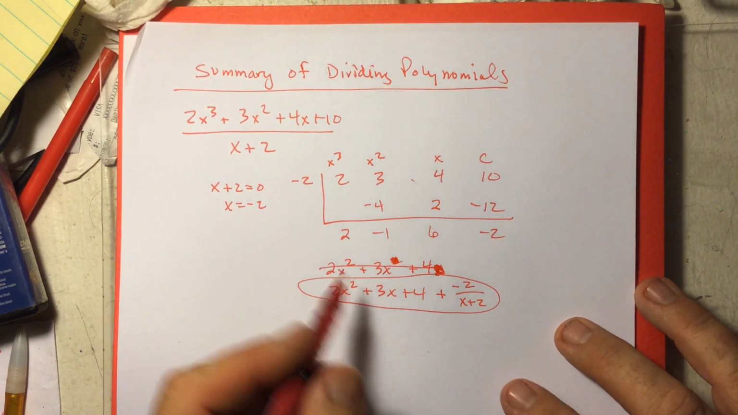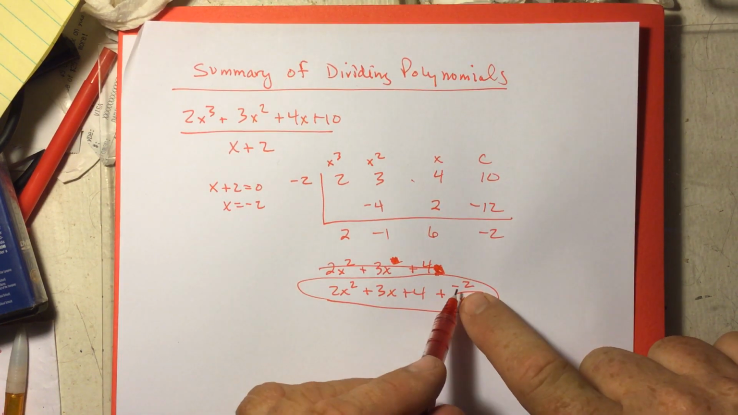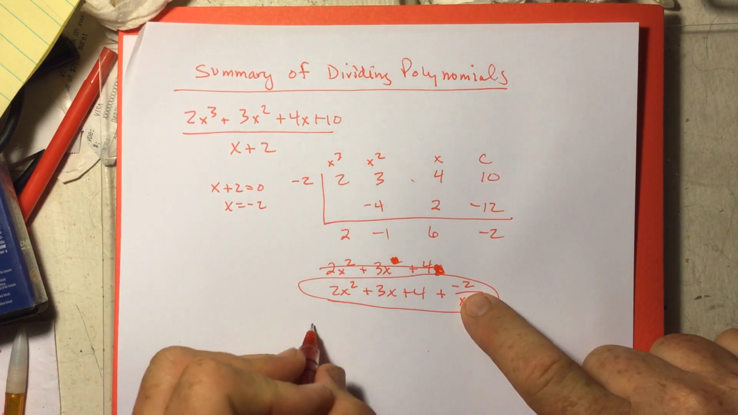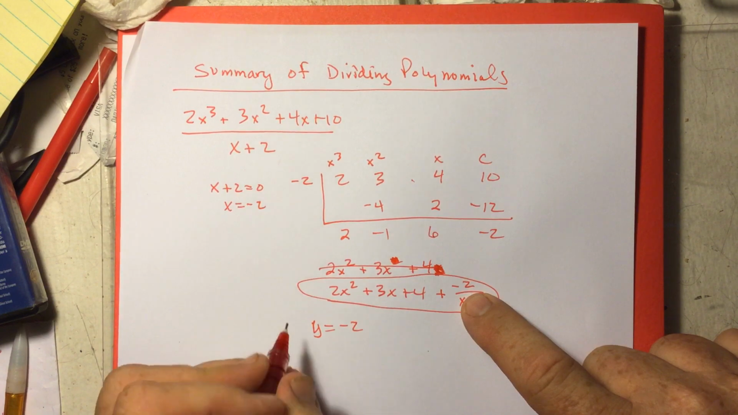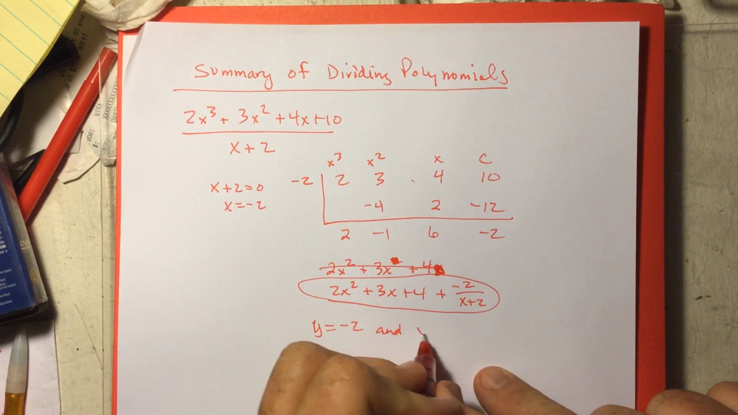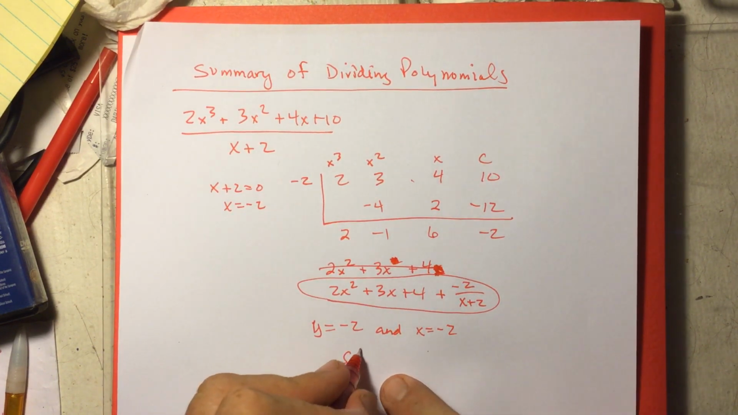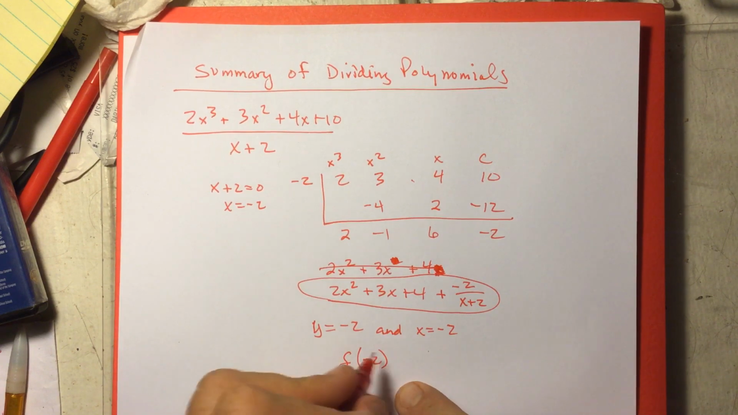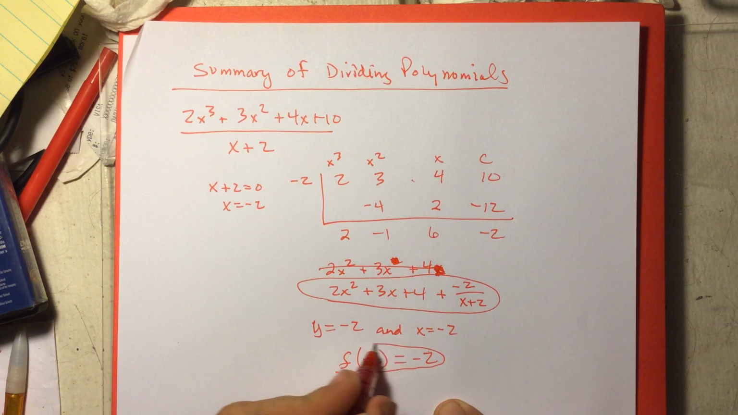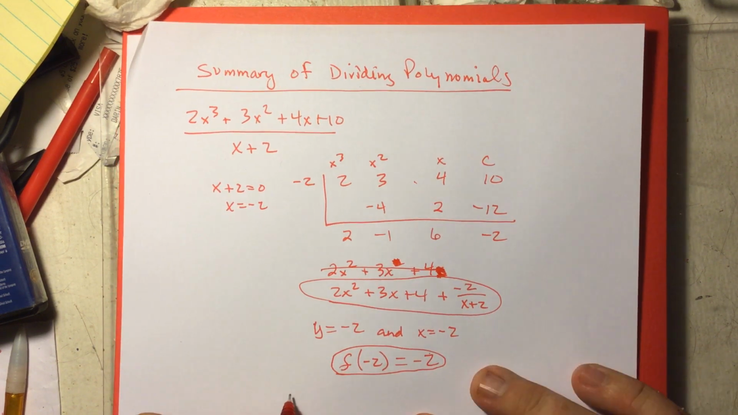But I also can write it using the remainder theorem. So the remainder theorem states that if I have a remainder, this is a point on the line. So that means that y is equal to negative 2 and x is equal to negative 2. So if I plug in x, I get out y. That is function notation. That's using the remainder theorem.